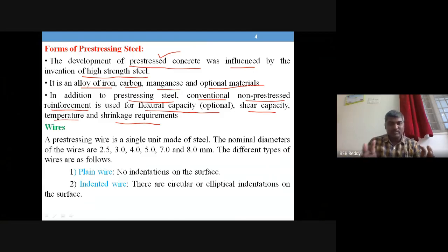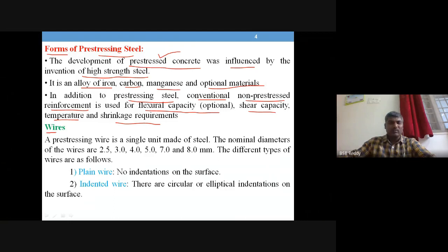So, in a pre-stressed concrete member, we will have high strength steel as well as conventional steel, both. Pre-stressed high strength steel is required for inducing pre-stress, and conventional steel is required to enhance shear capacity, and for temperature requirements and shrinkage requirements. That is about the basic content, why pre-stressing steel is required and what it is, and now we talk about different forms of pre-stressing steel.